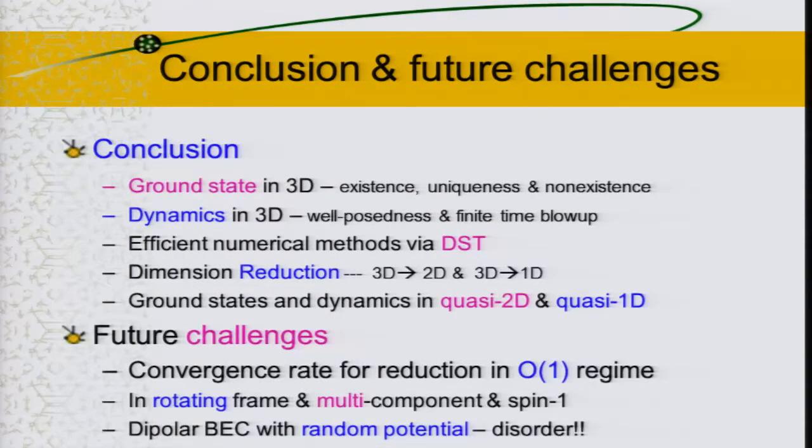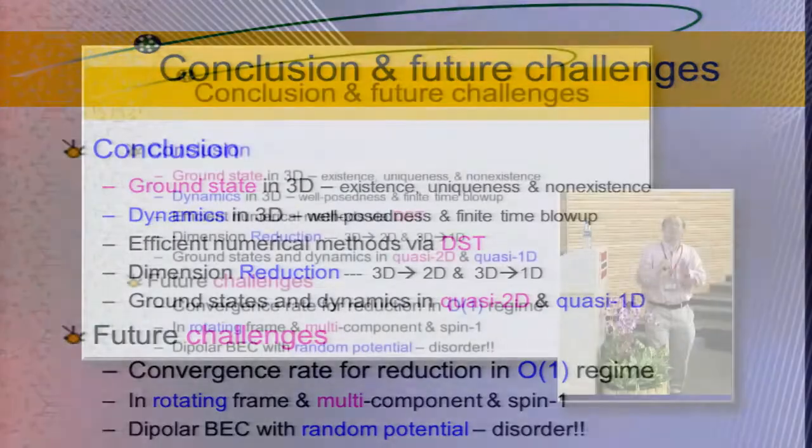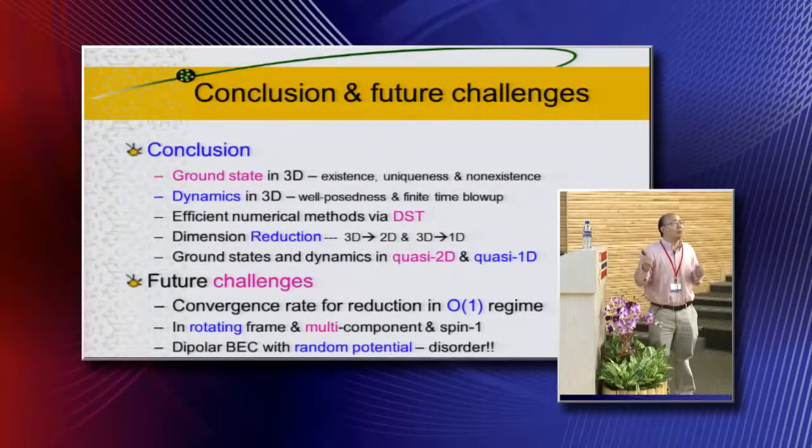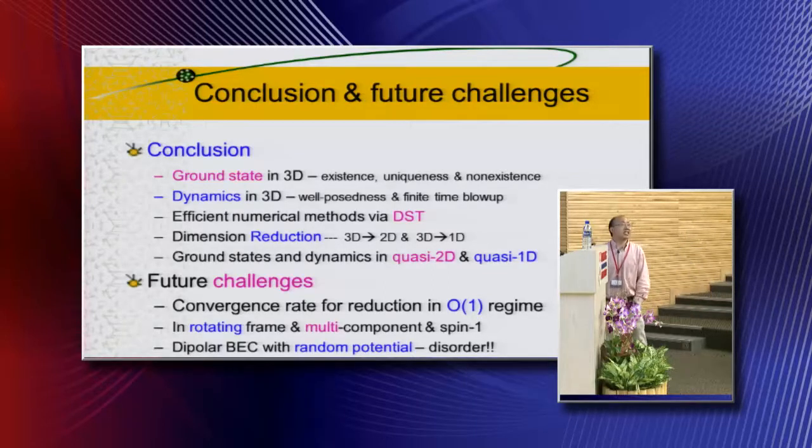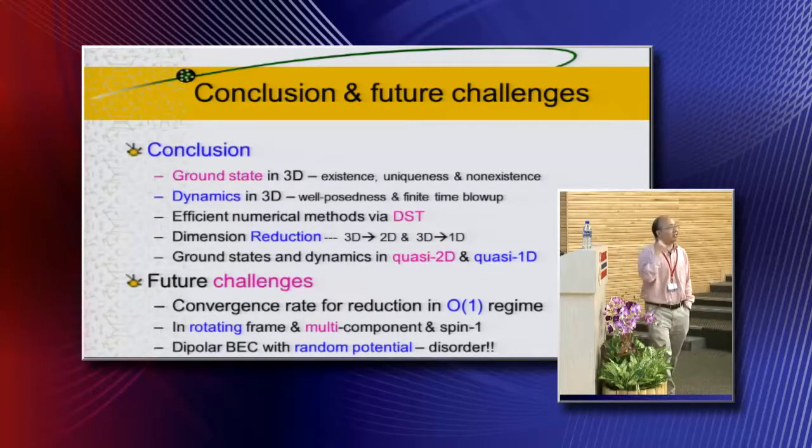Okay, some conclusions. Here I just showed a mean field model for dipolar quantum gas, for the ground state, which is a non-convex minimization problem. We can show existence and uniqueness, and non-existence, in different parameter regimes. For dynamics, we can show global well-posedness and finite time blow up. By using a new formulation, we can also design very efficient and accurate minimization methods, which can compute the ground state and the dynamics very efficiently.